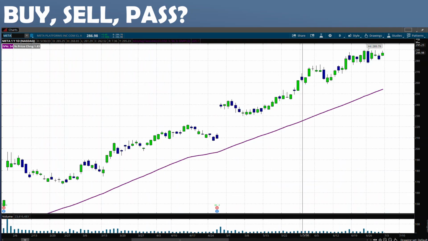So what about now? Buyer, seller, or pass? Yeah, we're definitely a buyer. Now, as you'll learn later, there's no current entry here, not yet. But if this chart sets up, as long as it's above that purple line, we're definitely a buyer.